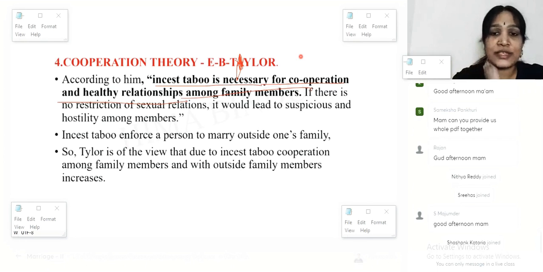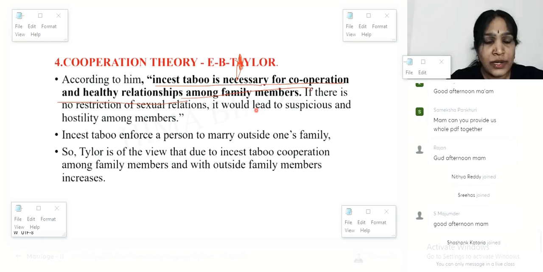Now just imagine if there is no incest taboo. There are two brothers and one sister in the family. Both the brothers want the sister. Then there is a rivalry relation in the family. The whole family will become rivals to each other. So family cooperative relations cannot happen. That is the reason why we need incest taboo according to E.B. Tylor. If there is no restriction of sexual relations, it would lead to suspicion and hostility among family members.